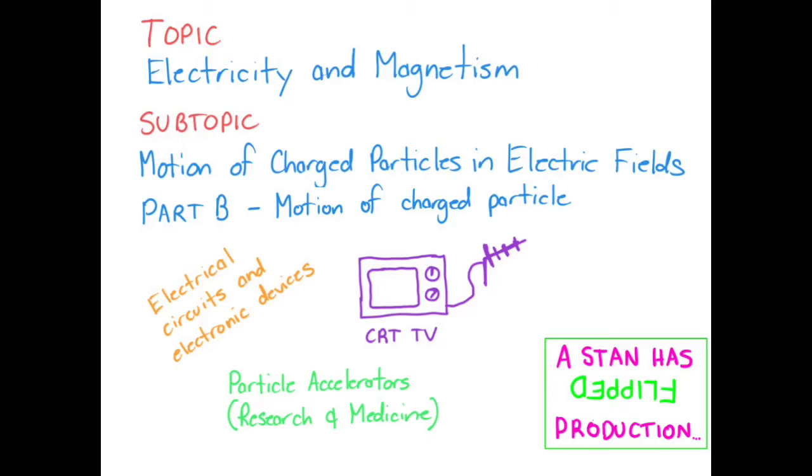Okay, in part B of our motion of charged particles and electric fields videos, we're going to basically apply what we've just talked about in terms of potential difference and acceleration to analyse the motion of a charged particle in an electric field. And we're going to use, as we've done in the classroom, or will do in the classroom if you haven't already, the Teltron tube as an example to show that. Obviously, it can be used in lots of other scenarios as well.